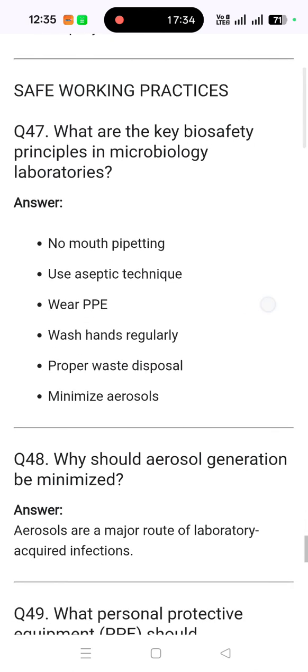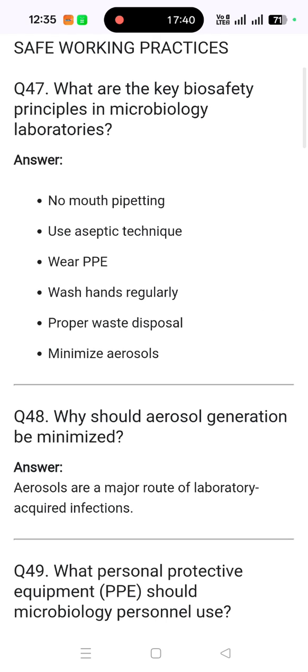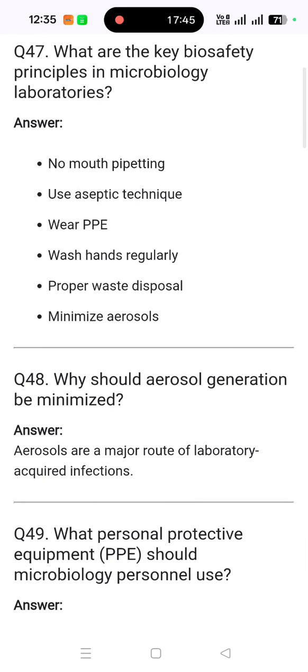So, safe working practice. What are the key biosafety principles in microbiology laboratories? No mouth pipetting, use aseptic technique, wear PPE, wash hands regularly, proper waste disposal, and minimize aerosols, because all these things may lead to infectious disease to a normal person if they touch you or the material.